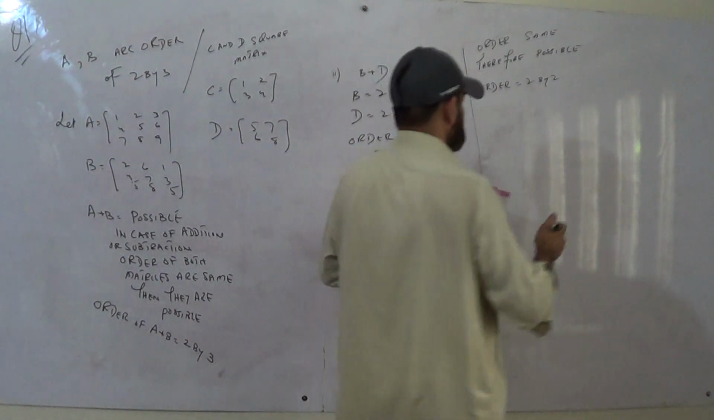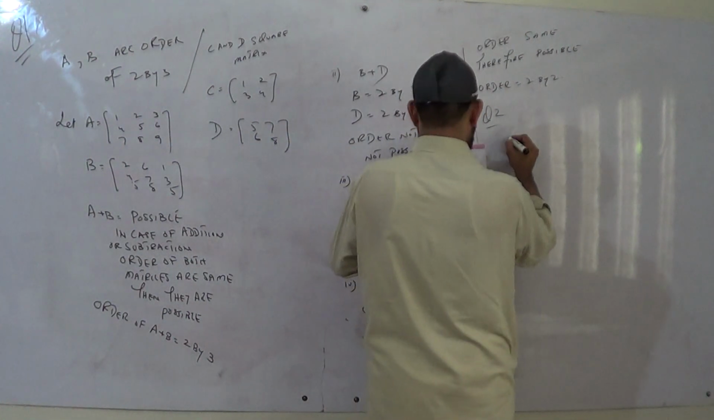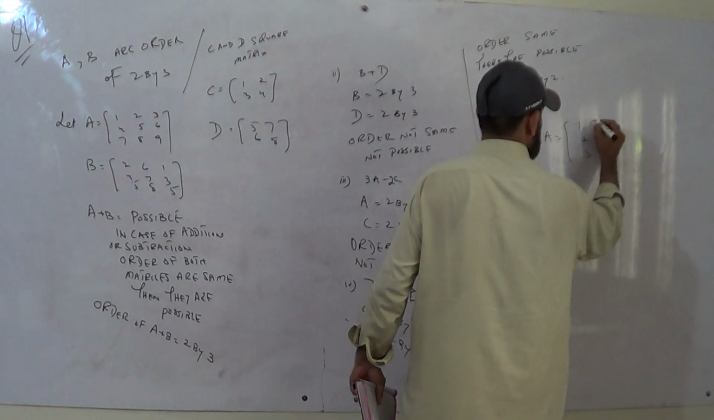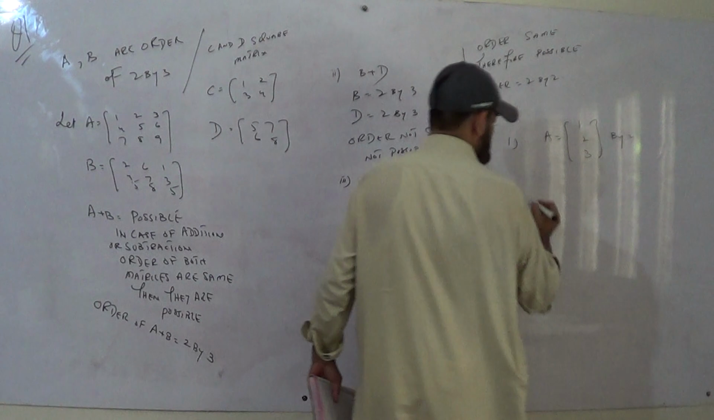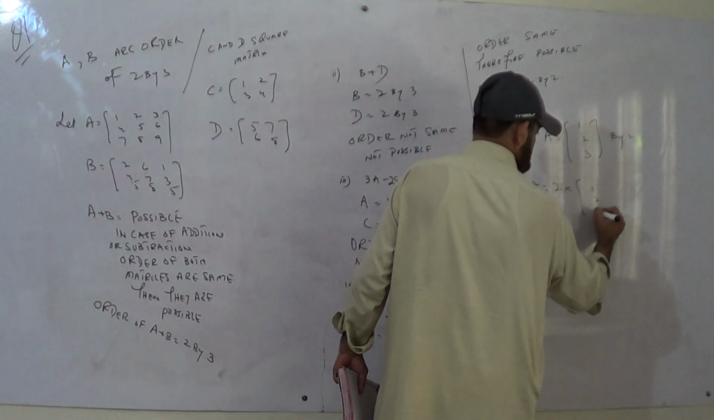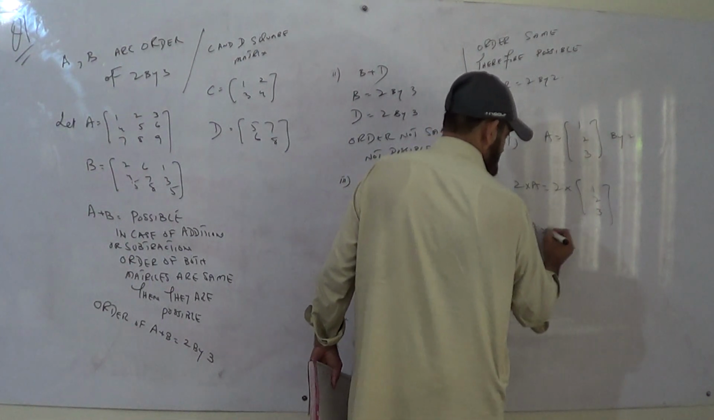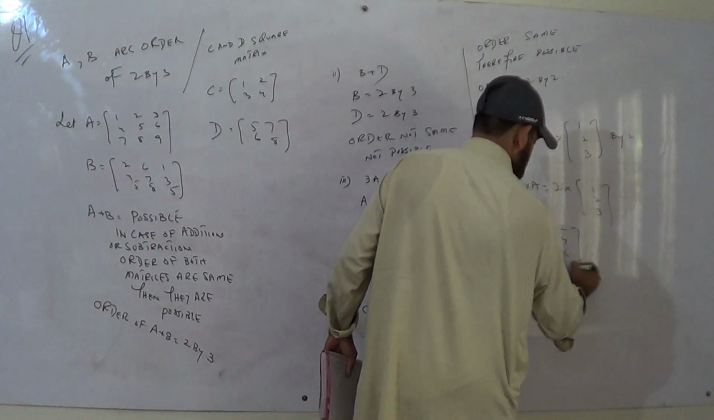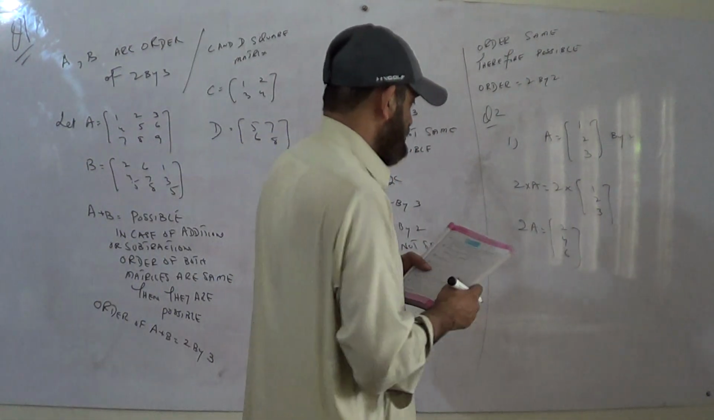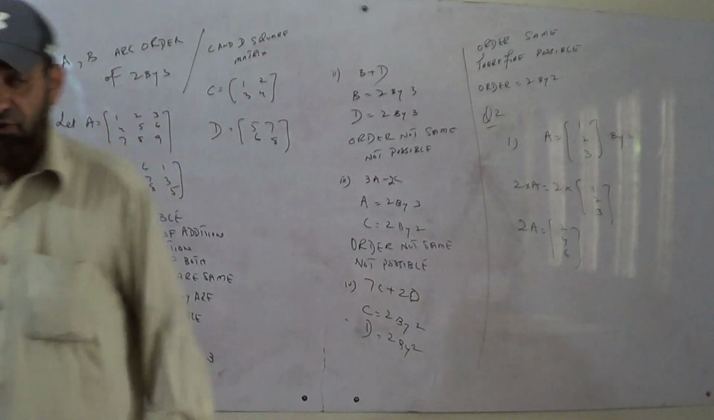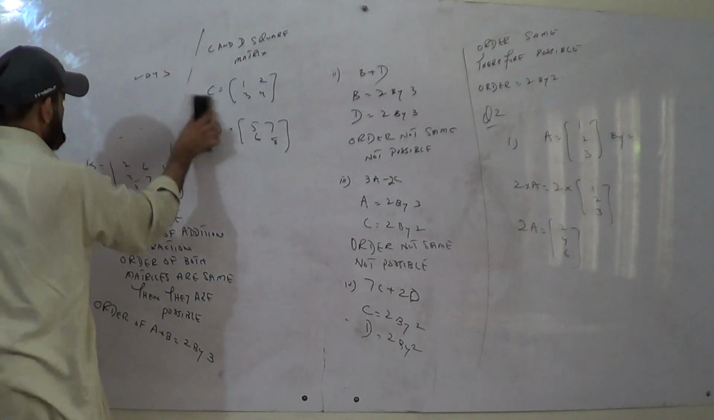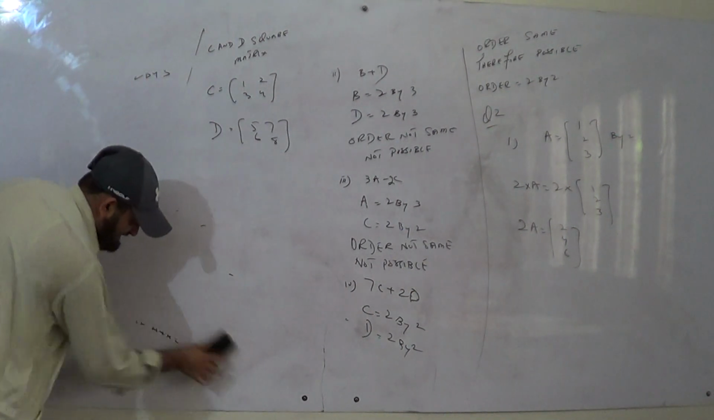Now, question number 2. Part number 1. A is equal to 1, 2 and 3 by 2. This means 2 multiplied by A on the left hand side, 2 also multiplied on the right hand side. You get 2A, 2, 4 and 6. Now we move forward. Now question number 3. We will start question number 3 and inshallah we will do question number 4 in this lecture.